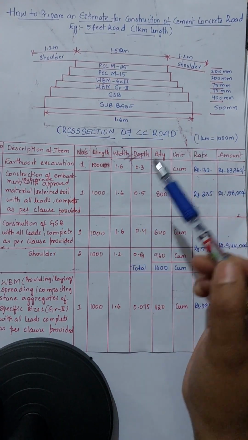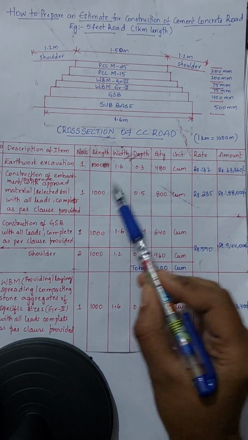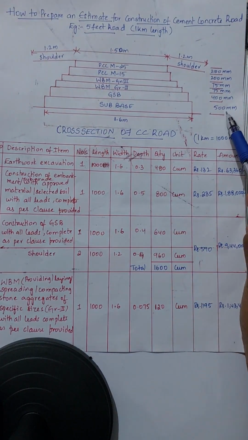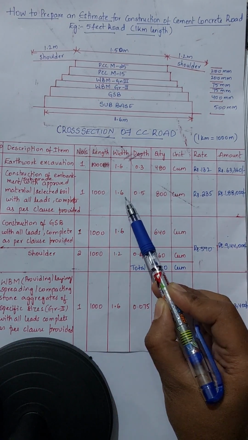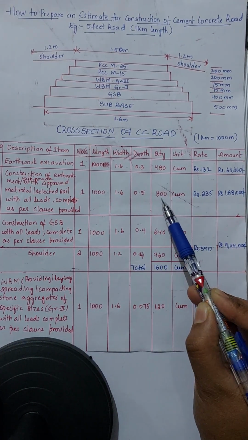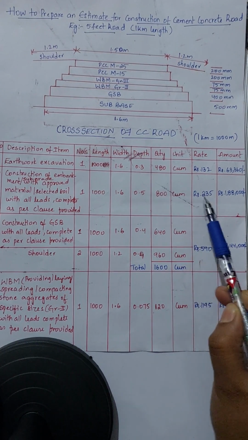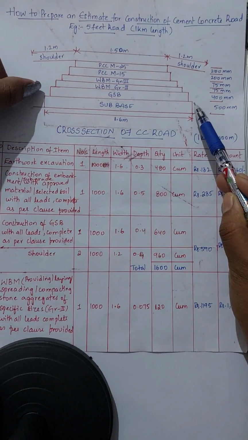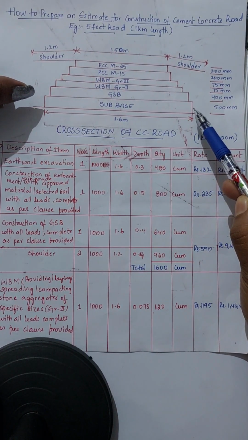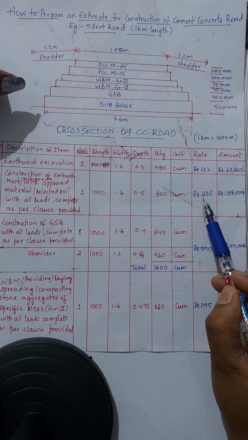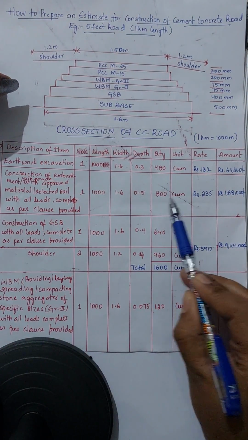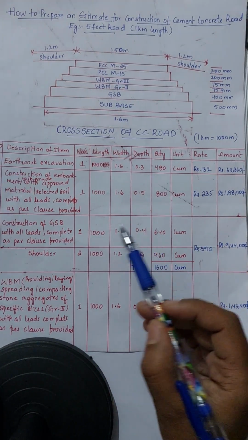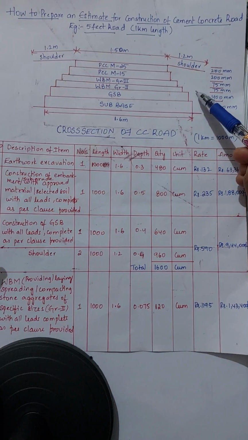Secondly, we will find for the subbase. For the subbase, the length is 1000 meters, the width is given as 1.6 meters and the depth is 0.5 meters. So 1000 into 1.6 into 0.5 gives 800 cubic meters. If we consider the rate as rupees 235, including all materials and equipment required to prepare this subbase, then 800 into 235 gives a cost of 1,88,000.